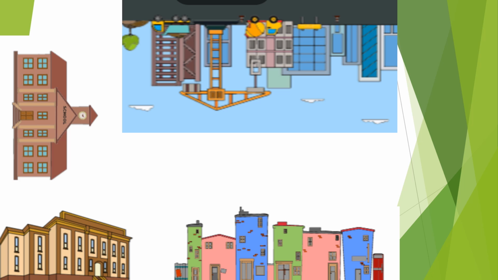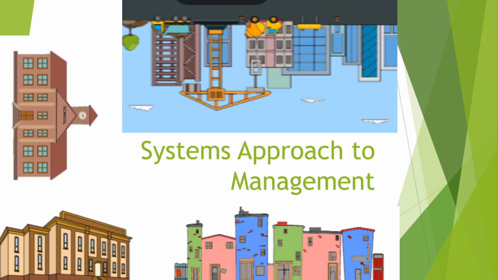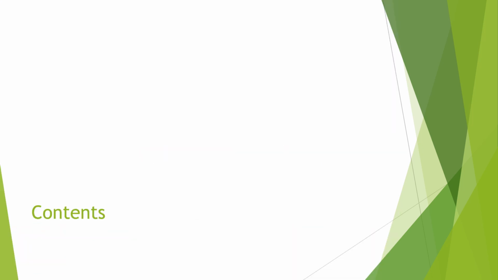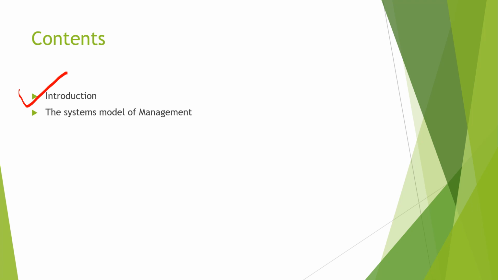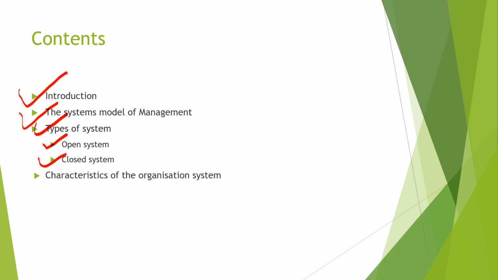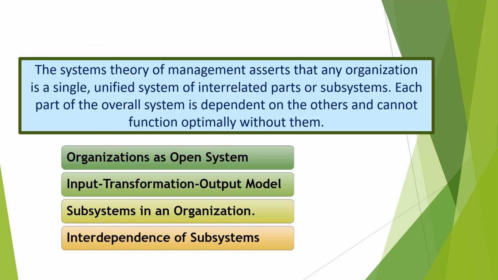In this lecture, we are going to study the systems approach to management. So let's find out what are the contents of the lecture. It will start with introduction of systems approach, then systems model of management, then what are the types of system. We are going to cover the open system as well as the closed system, followed by the characteristics of the organization system and also references.